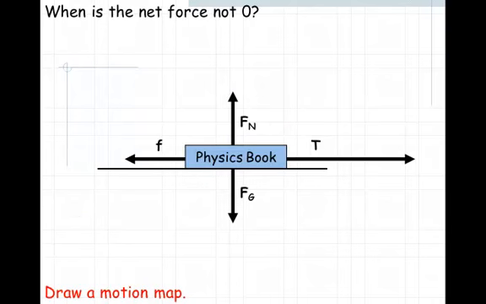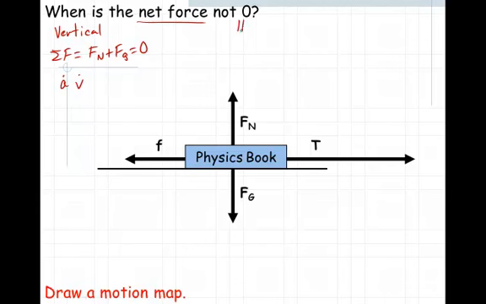Alright, so what happens if the net force is not zero? So let's look at the horizontal direction. In the vertical, we already said, because it's not moving in the vertical, that the sum of the forces is equal to the normal force plus the force due to gravity, and that's equal to 0. So that takes care of the vertical, right? And in the vertical, we said that the acceleration is 0 and the velocity is 0. So there's our motion map.